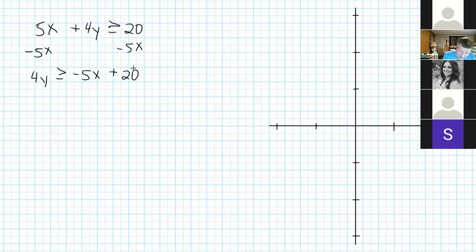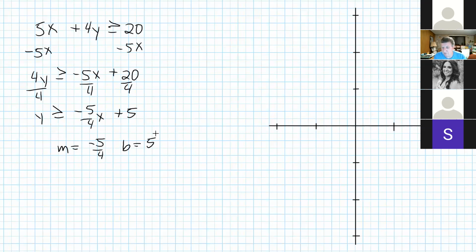Next, I'm going to divide each term by 4. So I get y greater than or equal to negative 5/4 x plus 5. Thinking in terms of slope-intercept form, the slope would be negative 5/4 and the y-intercept would be 5. Any questions about that yet?